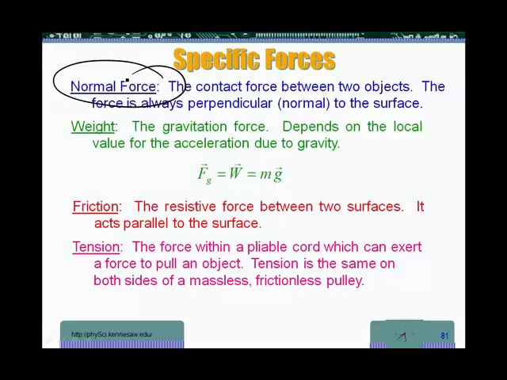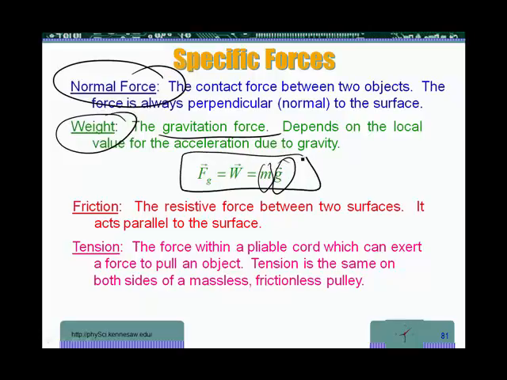Now, the other force that we deal with in our everyday experiences is what we call the weight, or sometimes the gravitational force. The gravitational force is proportional to the mass of the object and the gravitational field at that point. Notice the way I call it gravitational field, not just acceleration, because a standing still object is still going to feel the gravitational pull of the Earth.